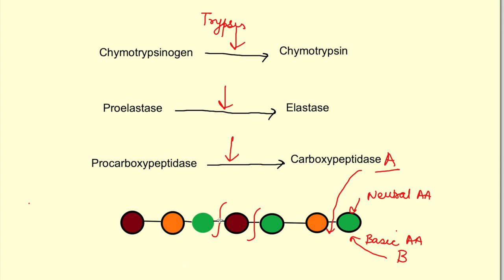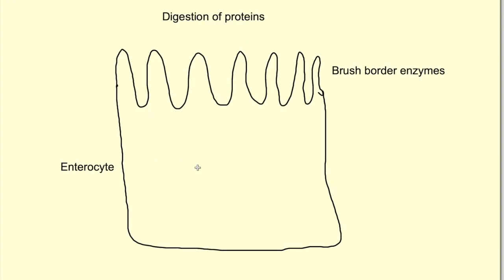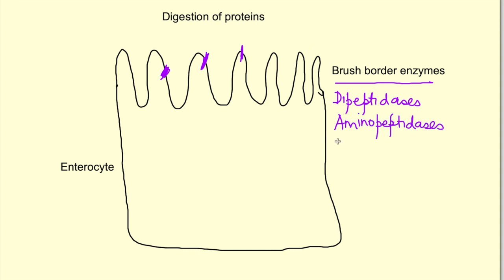However, you see that this action of pepsin and pancreatic enzymes does not release all the amino acids from the polypeptide chain. Instead, there is release of certain amino acids, but still there remain certain dipeptides and tripeptides. So the digestion needs to continue. And this digestion is brought about by the enzymes present on apical membrane of enterocytes, that is the brush border enzymes. So the brush border has enzymes like dipeptidases, which will break down the peptide bond between two amino acids. Then aminopeptidases, which will break the peptide bond at the amino terminal. And there are carboxypeptidases, again, which will break the bond at the carboxy terminal.